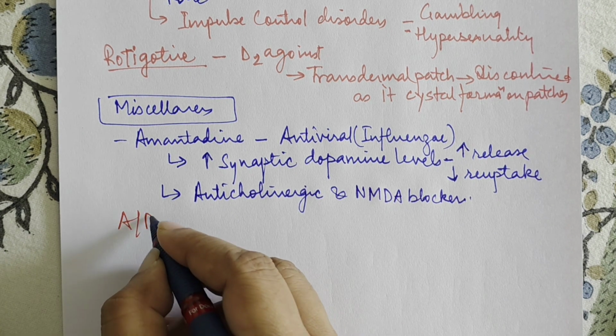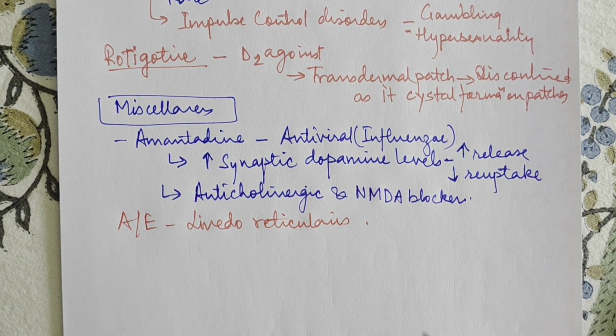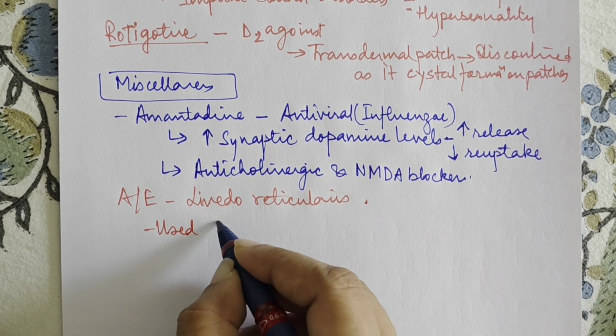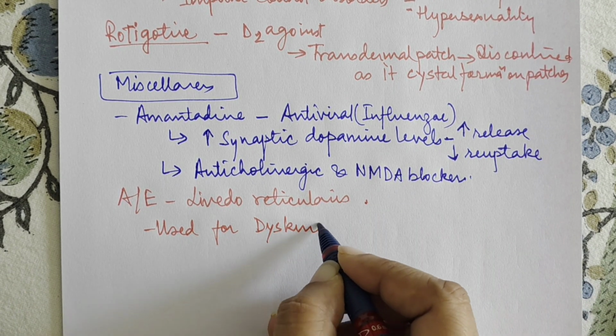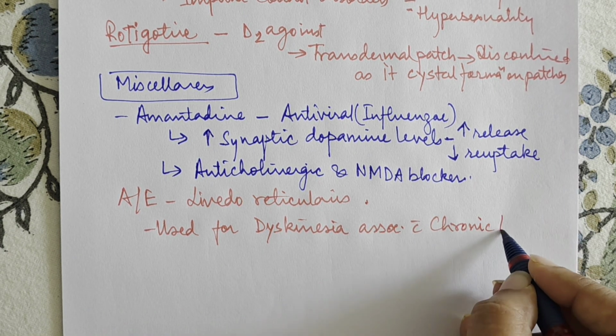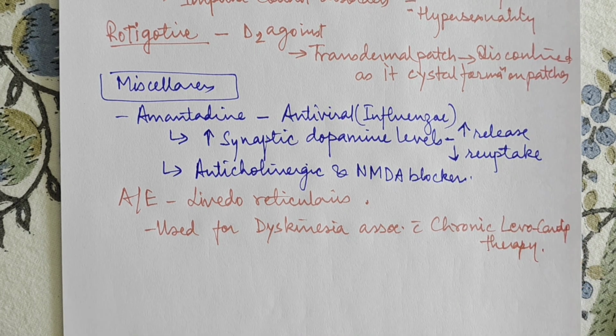Now the adverse effect of amantadine is very peculiar. It causes livedo reticularis. So this is one side effect of amantadine which is very problematic. It is mainly used for dyskinesia associated with chronic levodopa therapy. Okay.